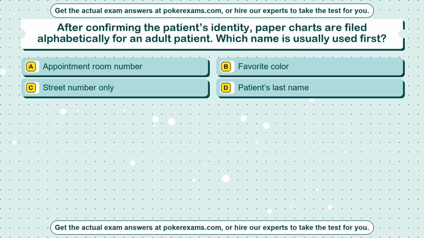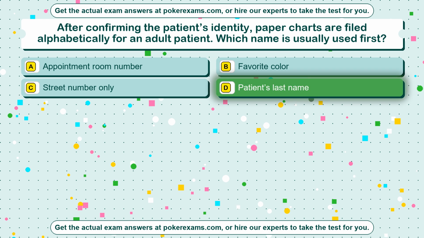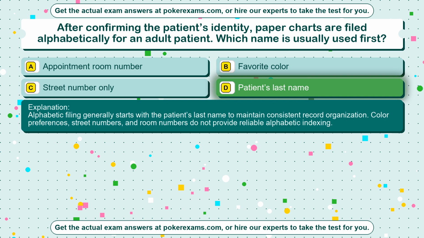Question 72. After confirming the patient's identity, paper charts are filed alphabetically for an adult patient. Which name is usually used first? Option A, appointment room number. Option B, favorite color. Option C, street number only. Option D, patient's last name. The correct answer is option D, patient's last name. Alphabetic filing generally starts with the patient's last name to maintain consistent record organization. Color preferences, street numbers, and room numbers do not provide reliable alphabetic indexing.